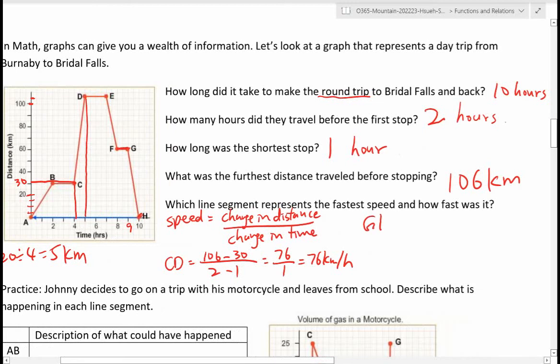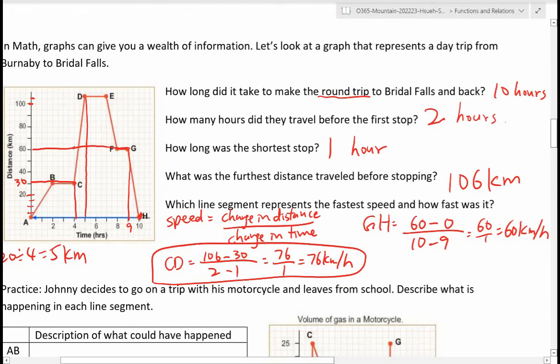And let's look at GH. From G, this has a distance of 60, and at H, the distance is 0, from home or from Burnaby. So it's going to be 60 minus 0 divided by the change in time. G is at 9 hours and H is at 10 hours, so 10 minus 9. This is 60 divided by 1, which is 60 kilometers per hour. So which line segment represents the fastest speed? Line segment CD represents the fastest, and the speed was 76 kilometers per hour.